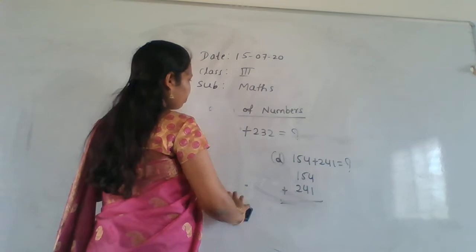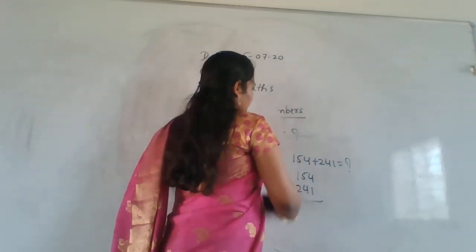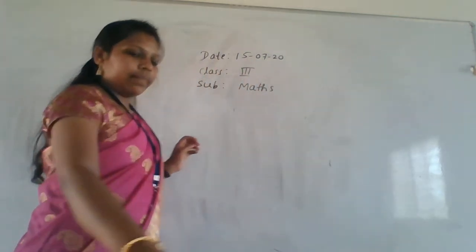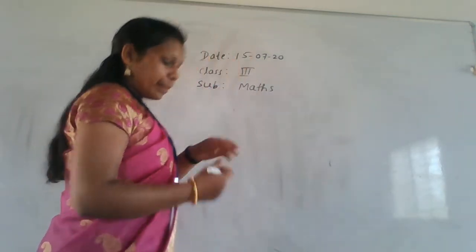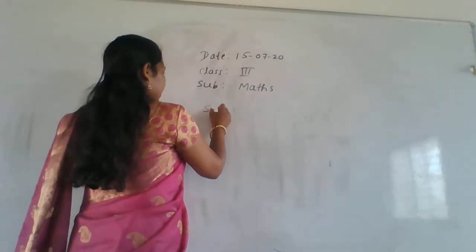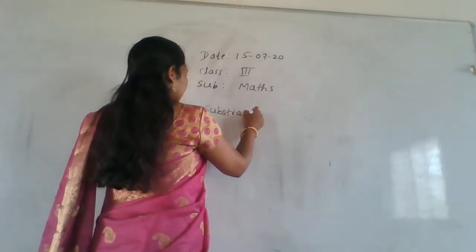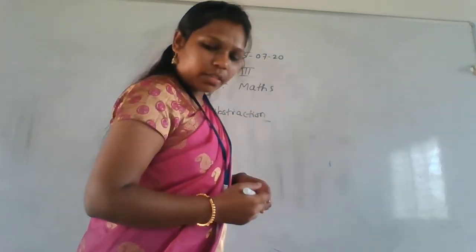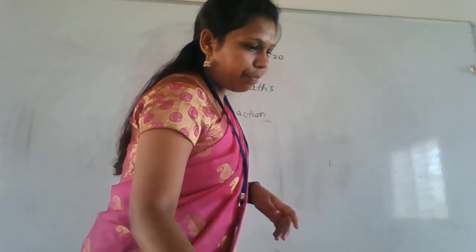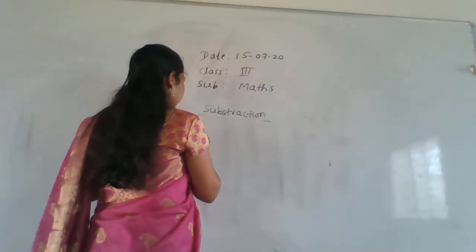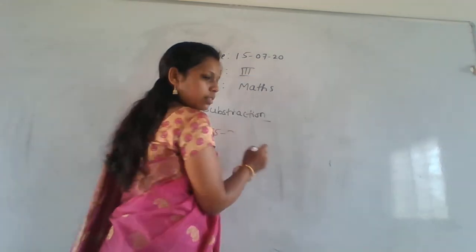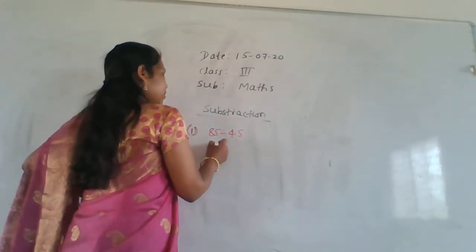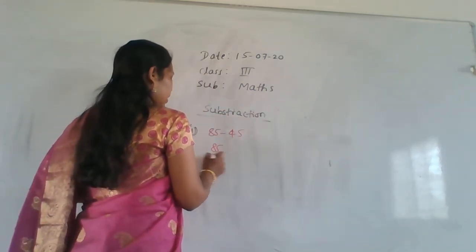Next we move on to the subtraction problems. You already did this in second standard. Now you are studying in third standard. Subtraction problems you already know. They have given us small subtraction problems. First one is 85 minus 45. How to subtract the numbers? You know, right? 45 minus.